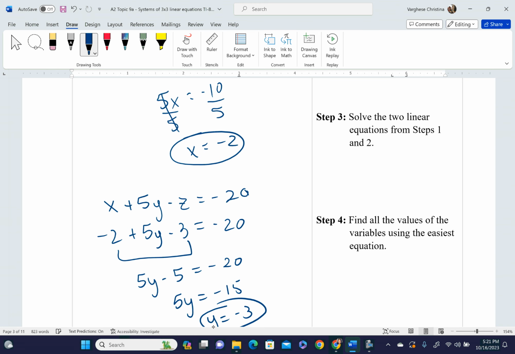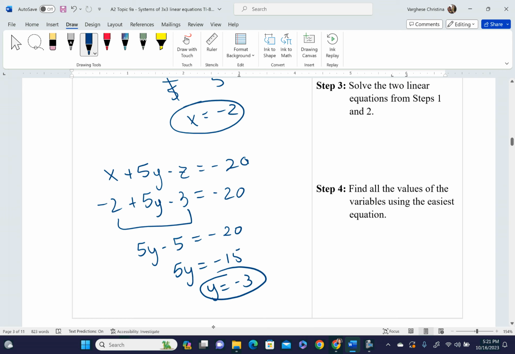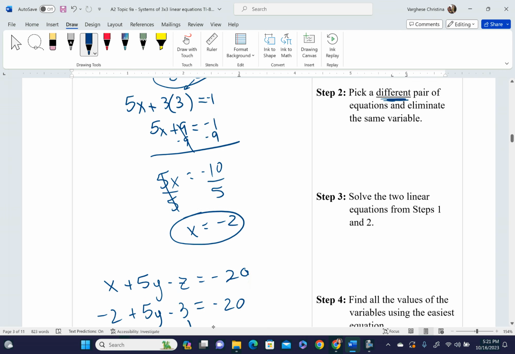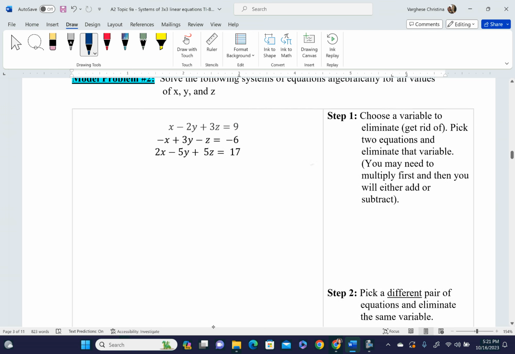All right, that's it. So now I have all 3 of them, X, Y, and Z. Find all the values of the variable using the easiest equation. Done. All right, so that's model problem number 1. Model problem number 2, very similar.